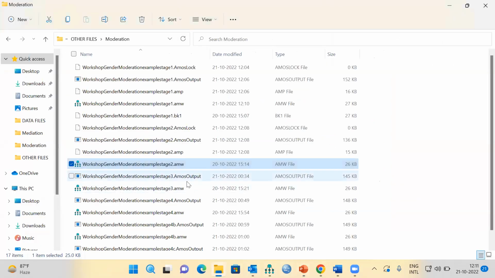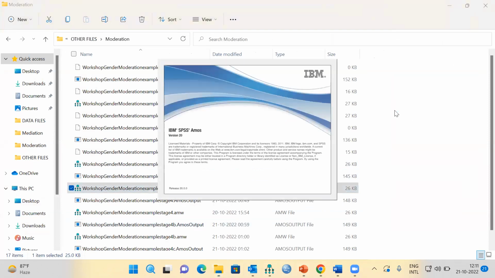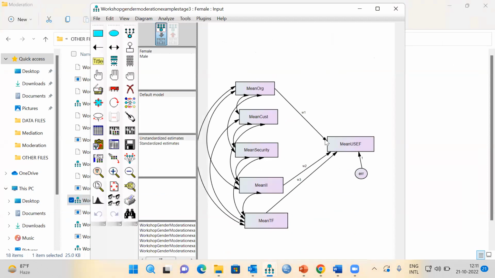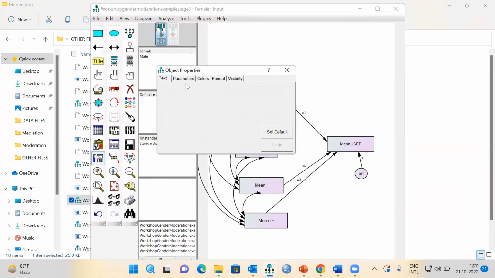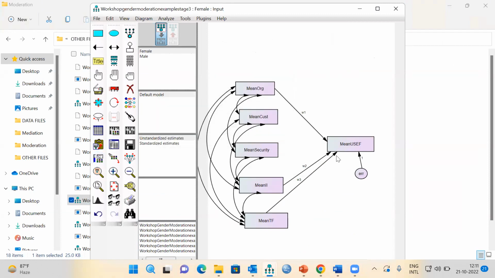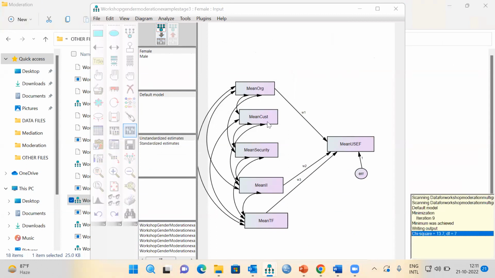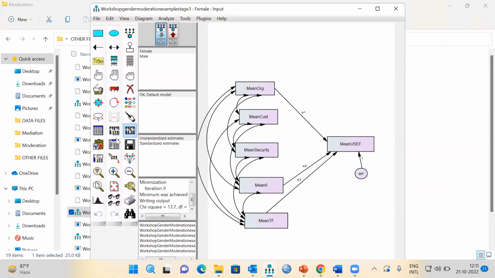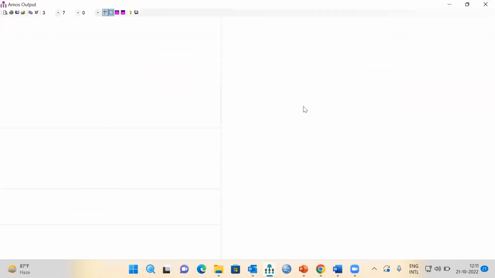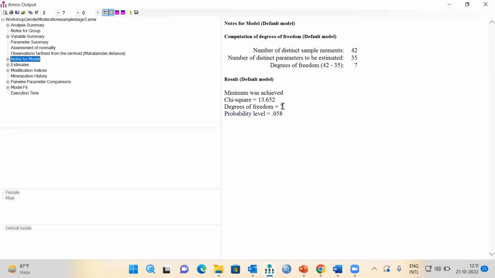Now, how do you constrain them? I'll show you. Just put a constraint on each of the paths by going to that path, going to object properties, and going to parameters, and put this constraint. So once you have done that, you run this model also. So once you have run this model, go to the model and check the chi-square and degrees of freedom for this: 13.652 and 7 for the constrained model.